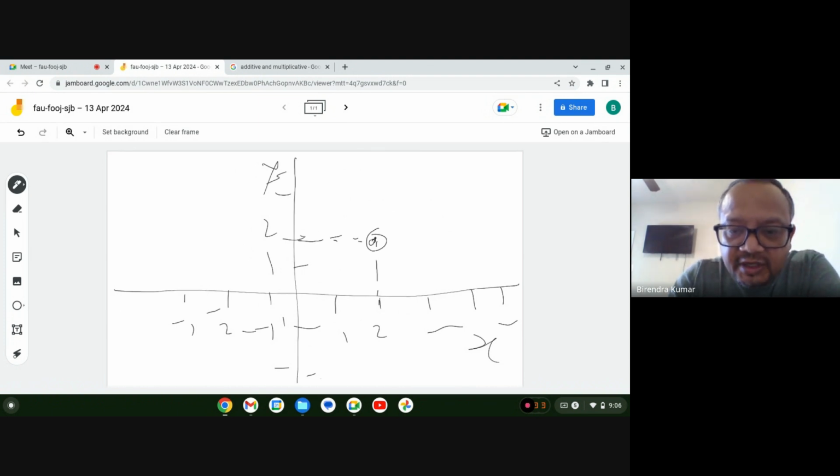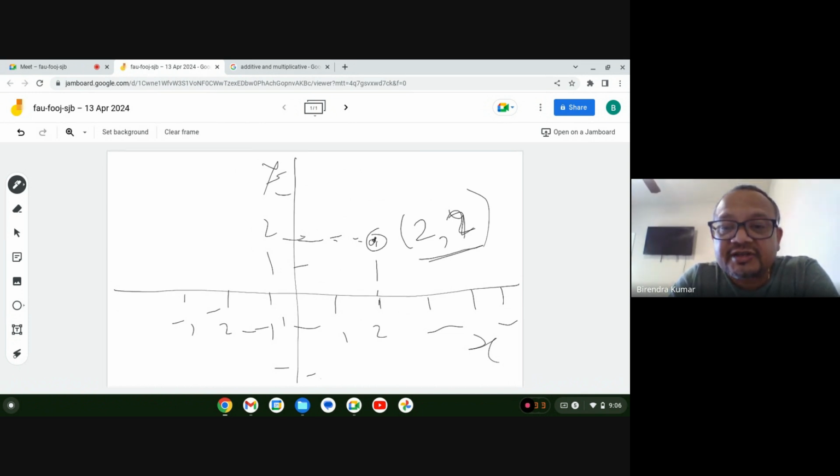So this point is, if you see where it is matching with the x-axis, it is 2. So I will write it as 2. Where it is meeting with the y-axis, again it is 2. So this is called the coordinates. 2 and 2.